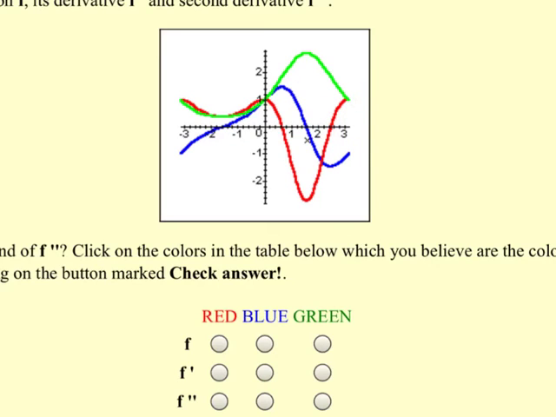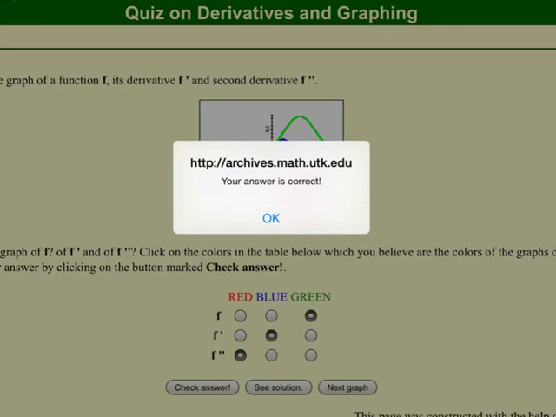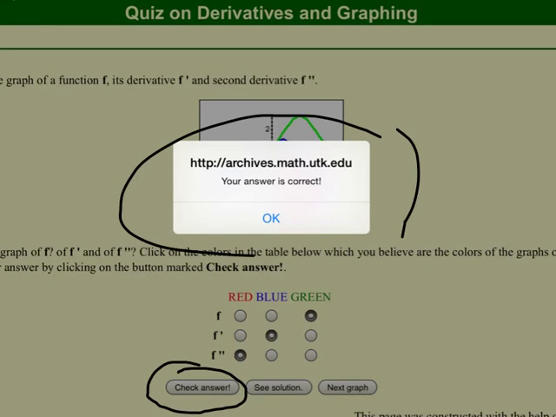So go back and listen to that slower if it helps. But I think that our answer is going to be green, and then the derivative of green is blue, and then the derivative of blue is red. So after that, I'm going to click on check answer, and once I click on check answer, it's going to tell me that I'm right. If I wasn't right, then I would just change my answers and try again, and then eventually if I needed to, I would say see solution.